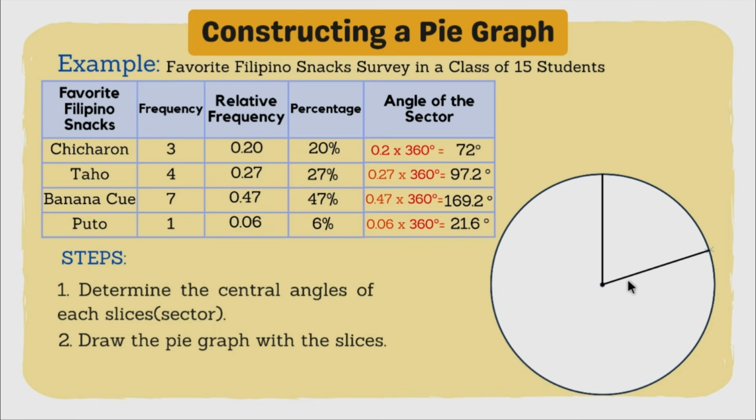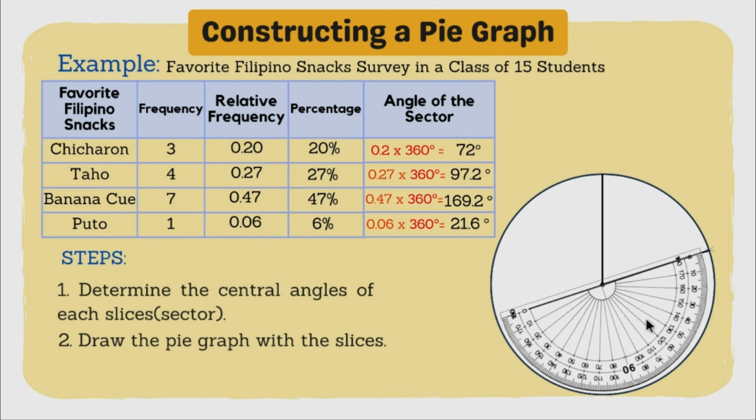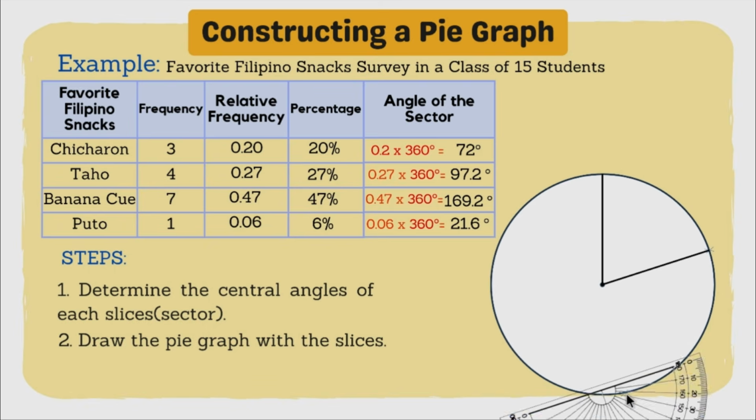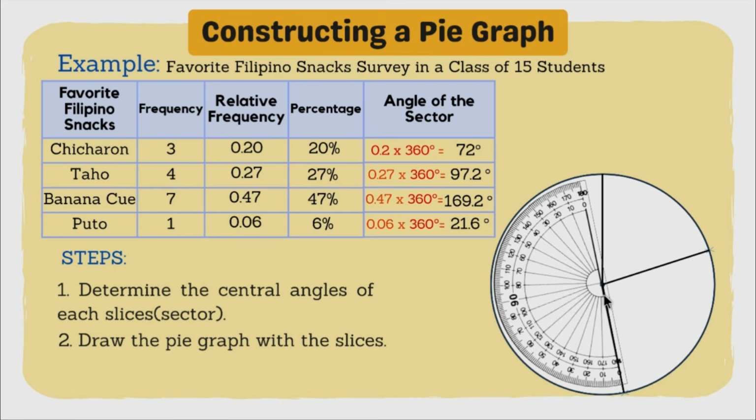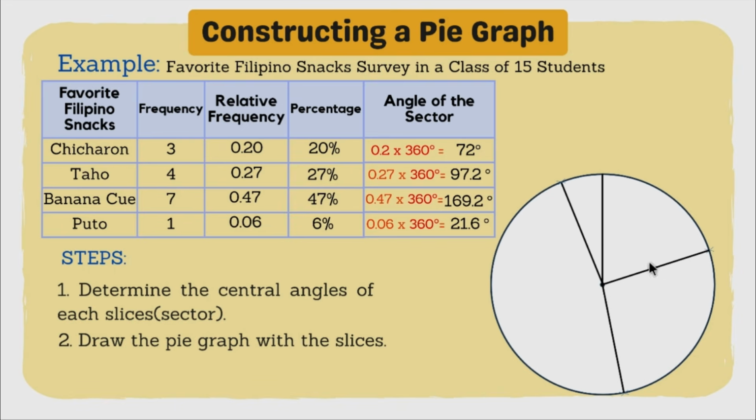And then ganun din po ulit sa susunod. We now get 97.2 degrees for the second category. We make use again of our protractor. And then i-mark lang natin kung nasaan dito yung ating 97.2. Therefore, yan ang ating marking. Tanggalin ang protractor, then we can connect again these 2 points. Hanggang sa matapos po natin siya. And then, yun na po yung ating angles. Okay, we have here 169.2 degrees naman po ito.